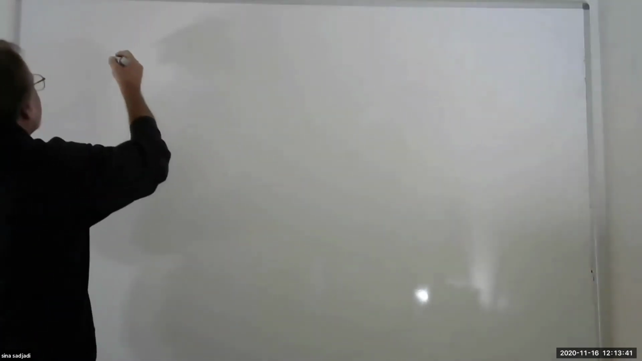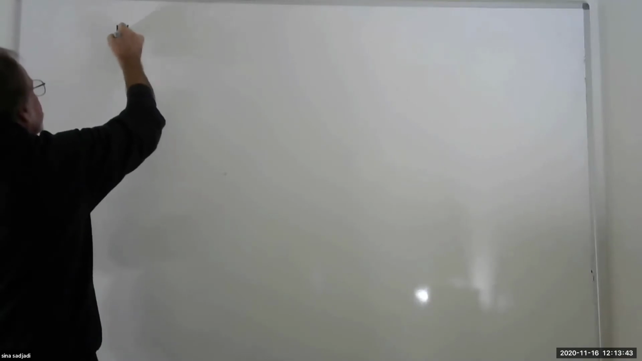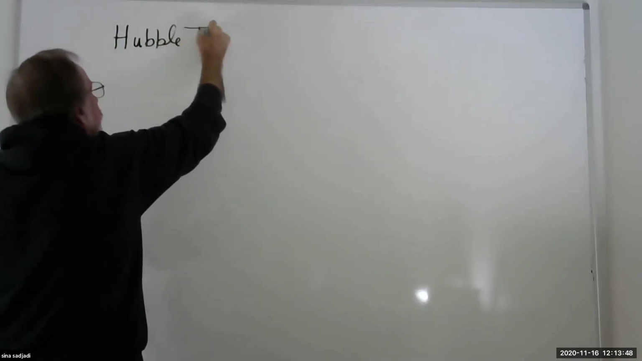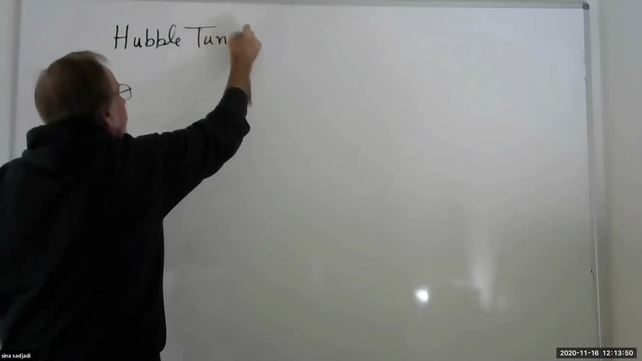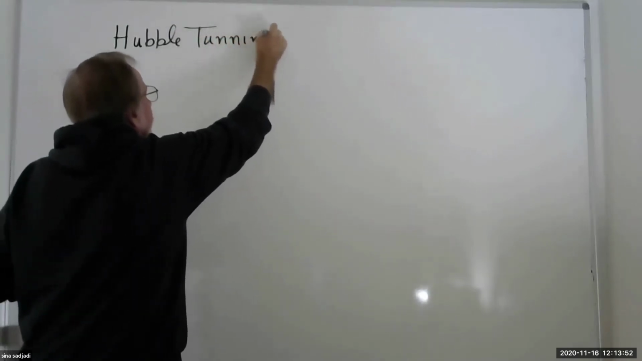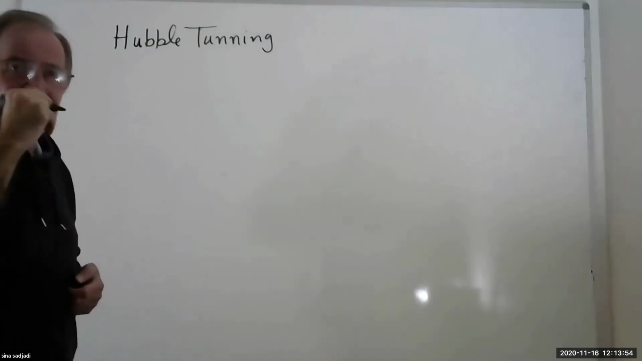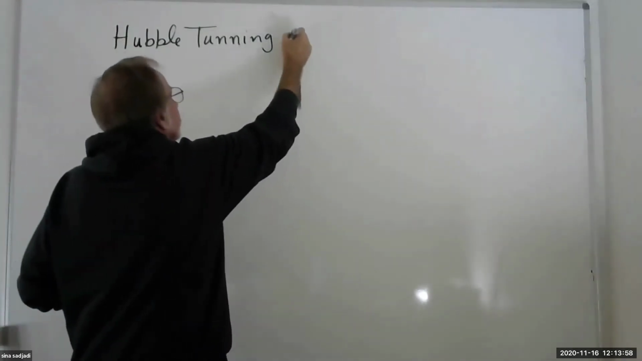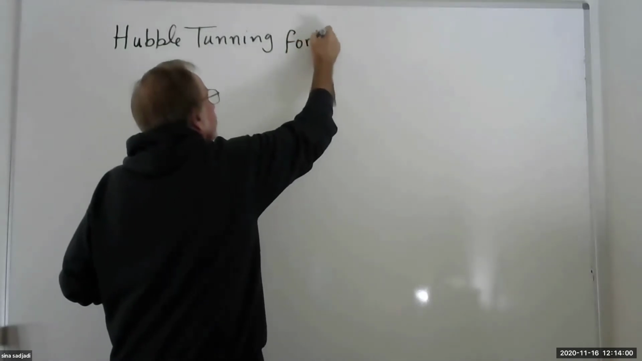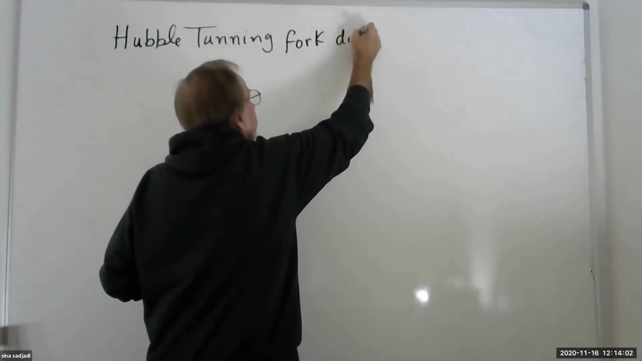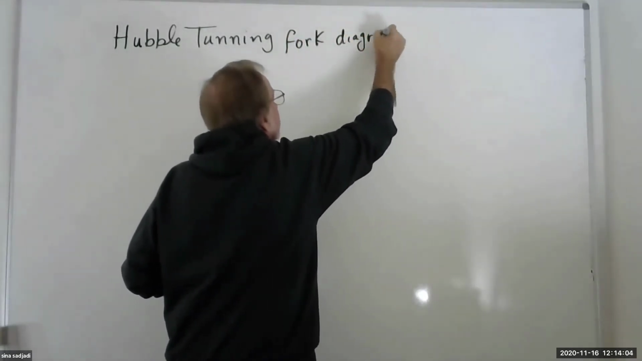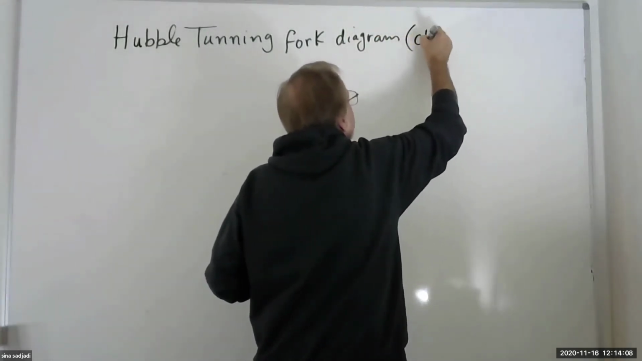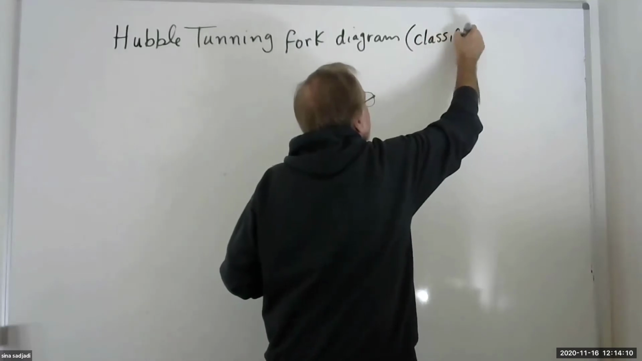All right, so we say this is the Hubble tuning fork diagram. Oh, geez, I don't know if tuning is two ends or one end, you guys. I think it's just one end. Anyways, tuning fork diagram. This is classification of galaxies.